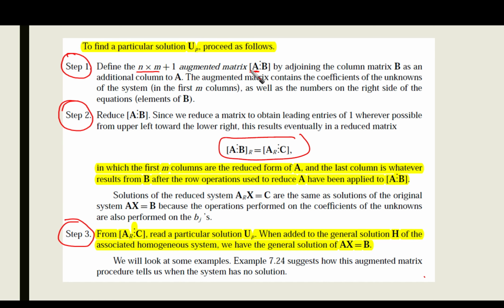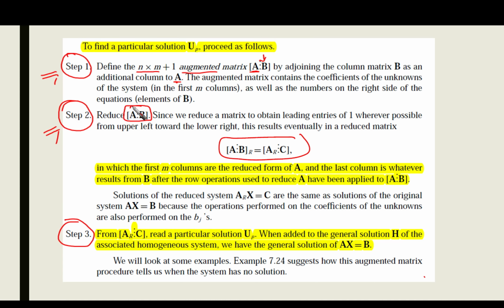the coefficient matrix, and we're going to put another column which has the right hand side. Okay, so now we form the augmented matrix by adjoining the column of matrix B as an additional column to the coefficient matrix A. Okay, so this is the first thing that we're going to do, which is making the augmented matrix. Step number 2, we're going to make reduction for the augmented matrix.